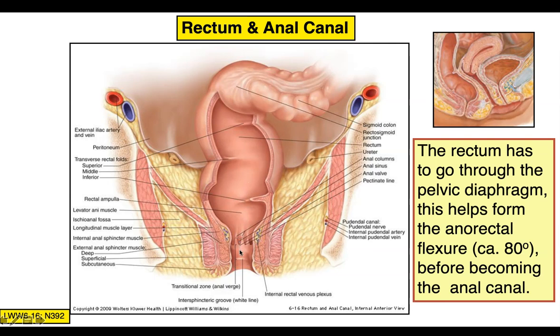Anal canal is the narrowest part, and also this is the most terminal part of the digestive system. Inside the anal canal, in its upper part, it has some longitudinal mucosal ridges, which we call the anal columns. Anal columns inferiorly join together and form these anal valves. And superior to the anal valves there are recesses or pockets, which are called the anal sinuses.